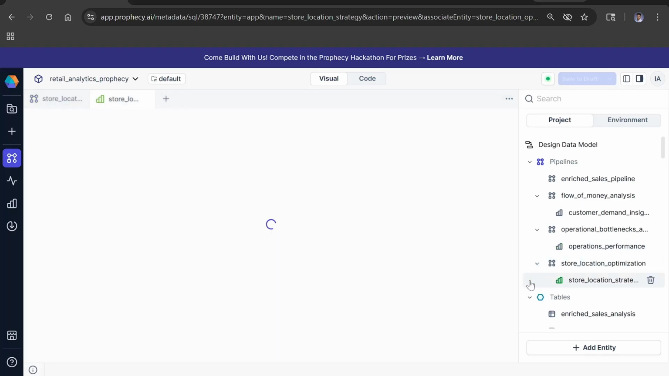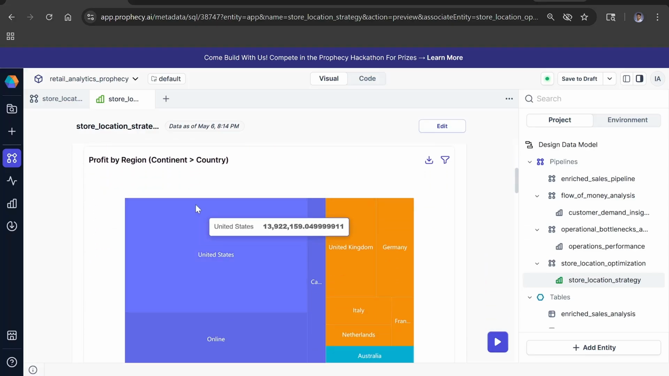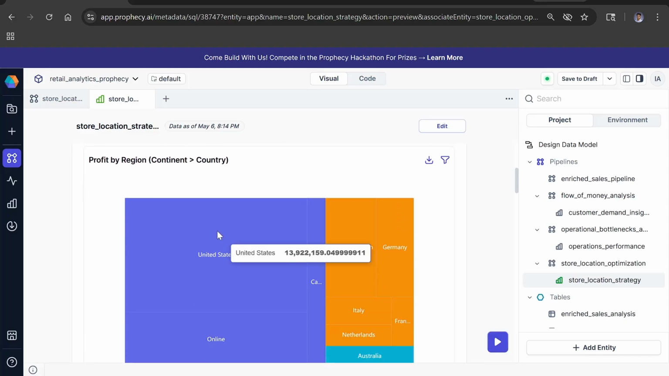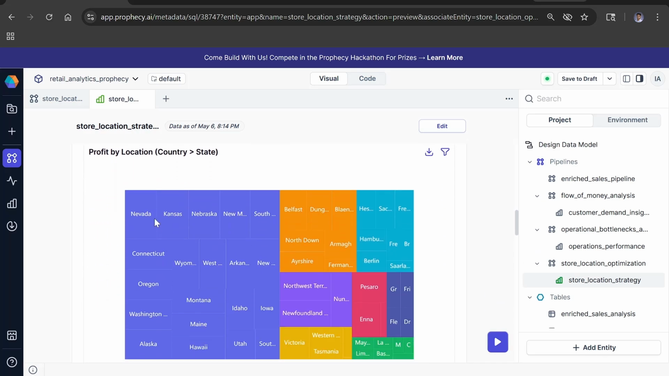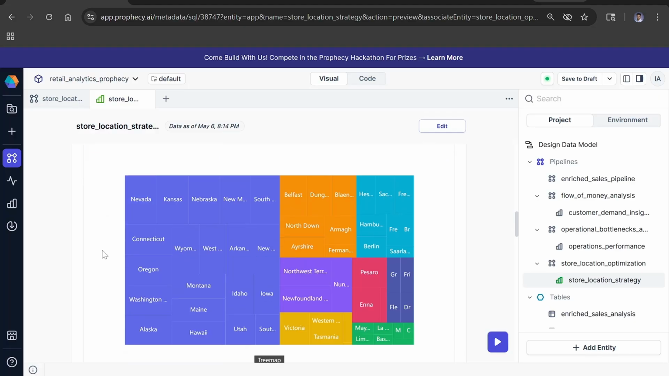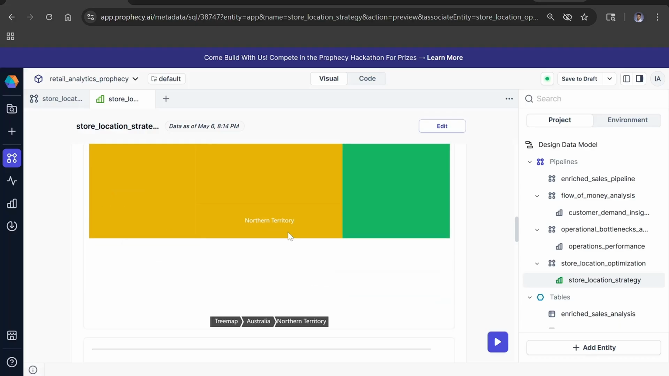And finally, we have the third dashboard, which is store location strategy, that tells us where we should open, close, or resize stores. There is a tree map showing regional profit distribution. We can see in North America, the US has the highest share of profit, and there's state level profit distribution. We can see the states from the US have some of the highest profit, and one state from Australia has the lowest.